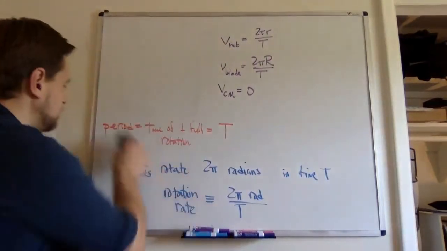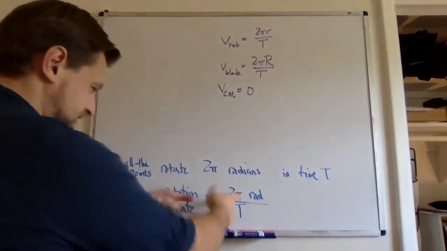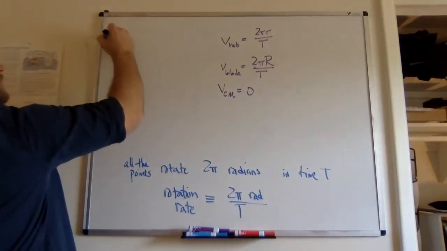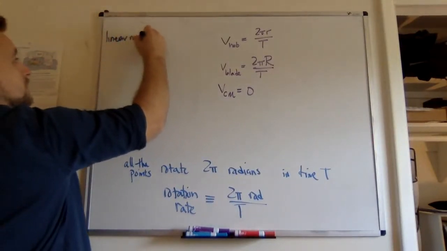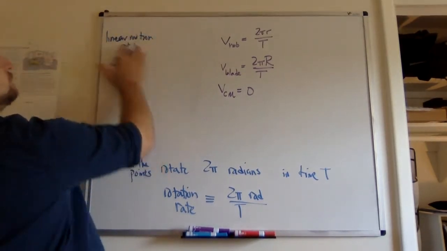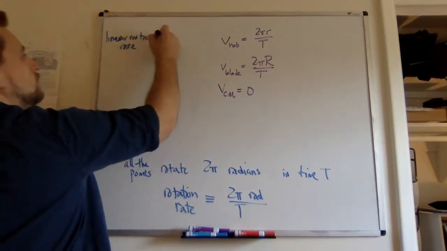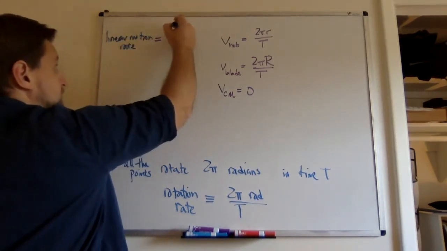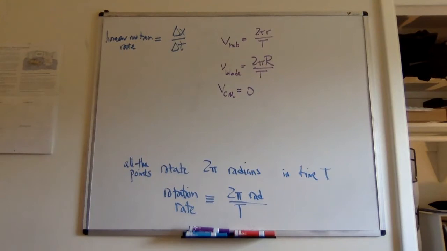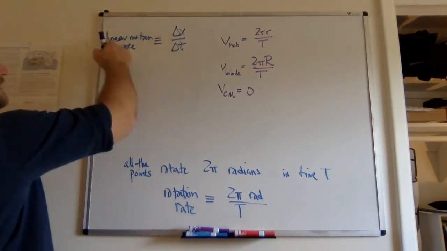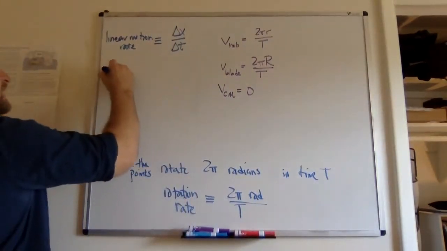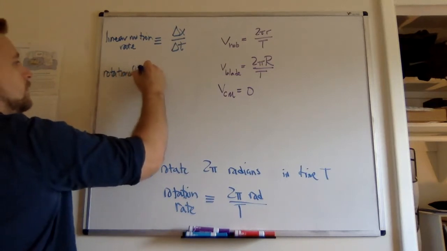I'm just trying to chase through some of the consequences of this new thing. So we used to say that the rate of linear motion, the linear motion rate, was displacement over time. That's how we defined it. We didn't call it linear motion rate, we called it velocity, but that's what it is. And here we are talking about a rotational motion rate.